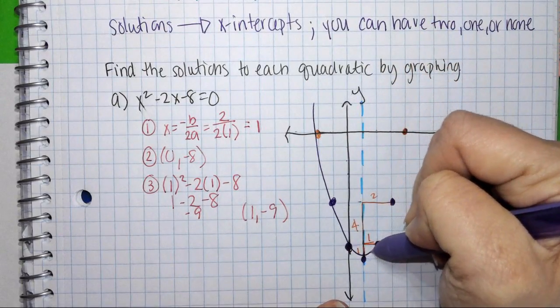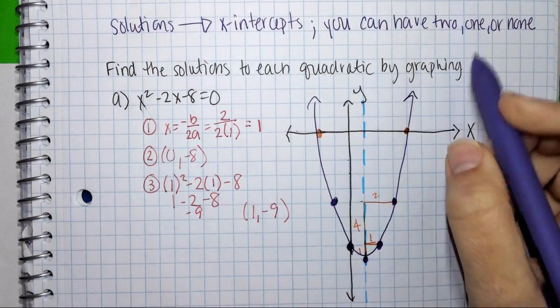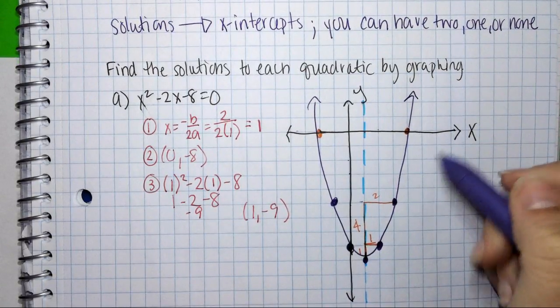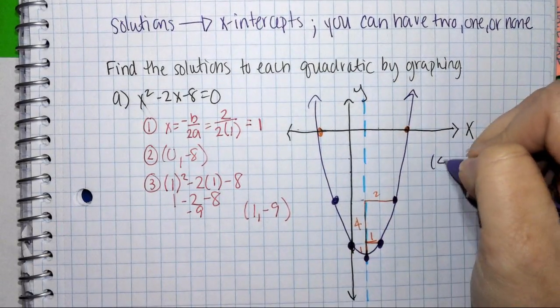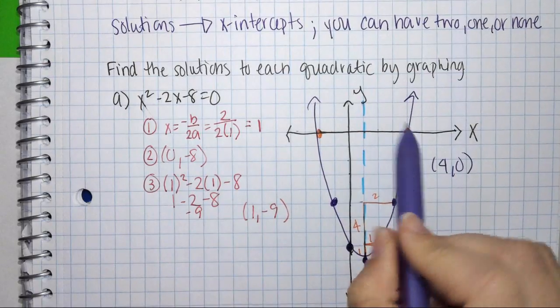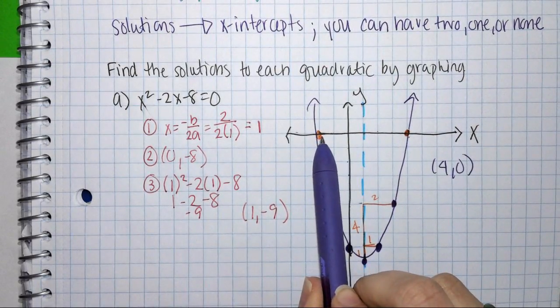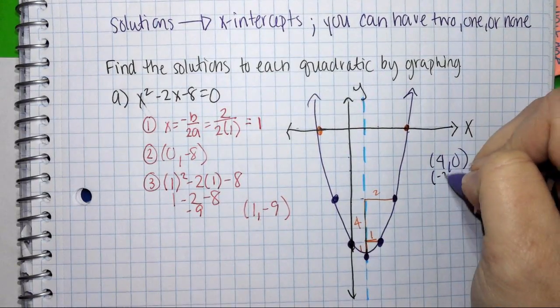What are those coordinates? No. 1, 2, 3, 4. No, it's not 3. It's 4, 0. And here it's negative 2. You're just mad you're wrong.